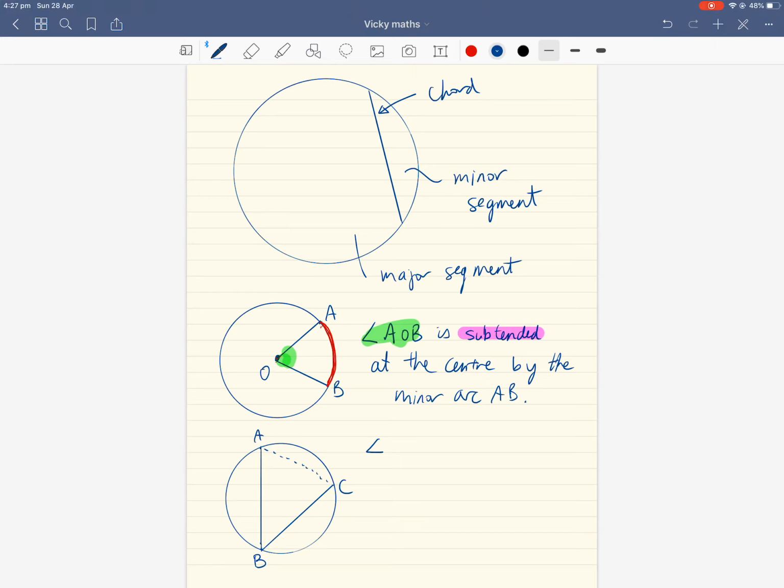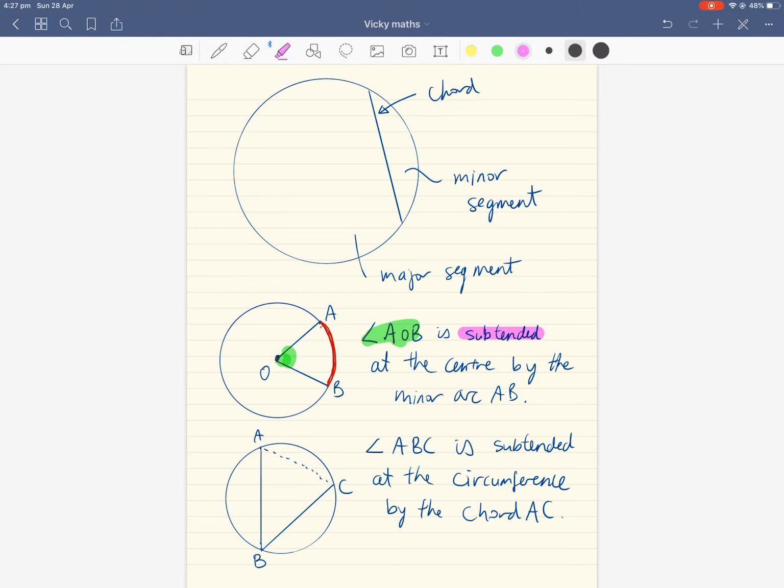So we can say that angle ABC is subtended at the circumference by the chord AC. Alright, so let's break it down a little. The angle ABC, so angle ABC is that angle of that triangle from your pizza, from a cookie.